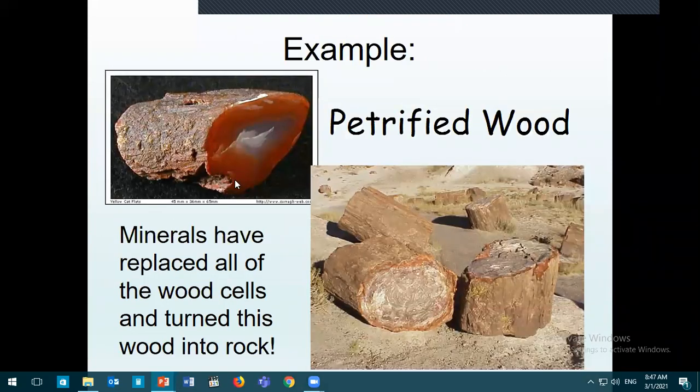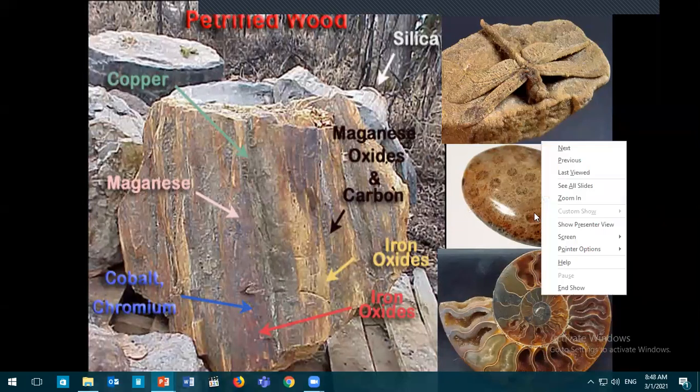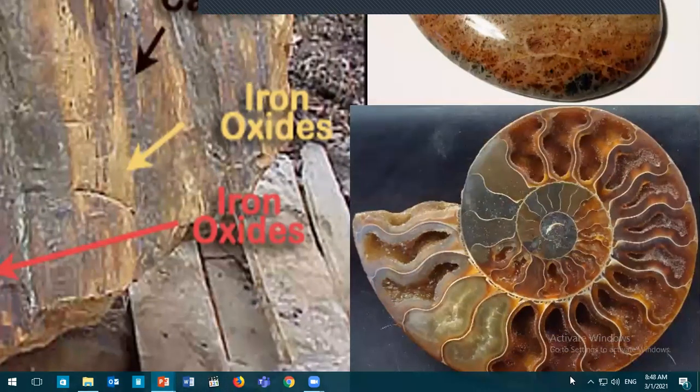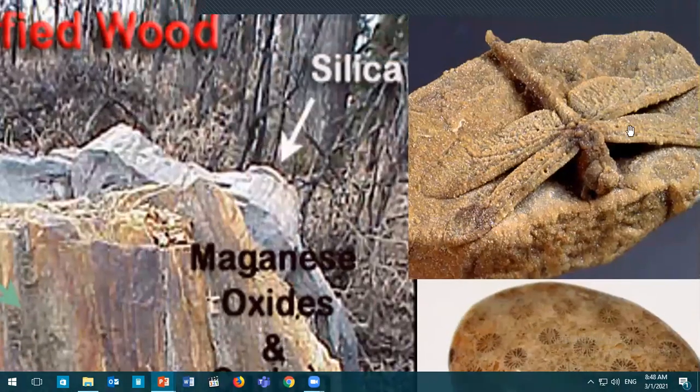This is another example. I will make you watch a video at the end of how these organisms are made. This is also another example. You think that this is shell, but it's not actually. It's replaced with minerals. So now it's all made up of minerals. Can you see this insect?